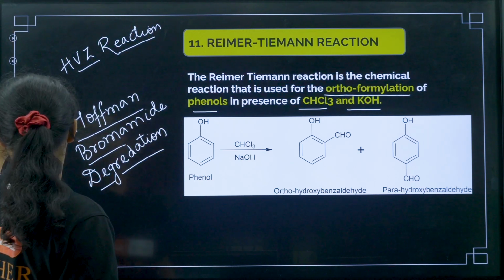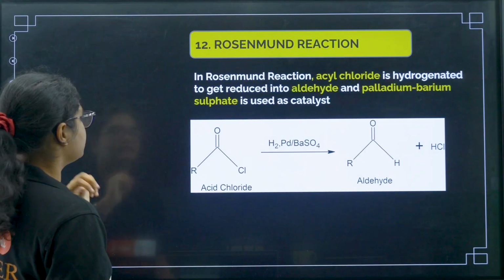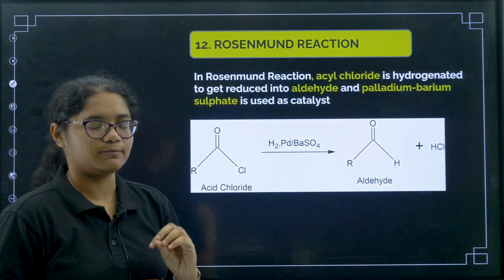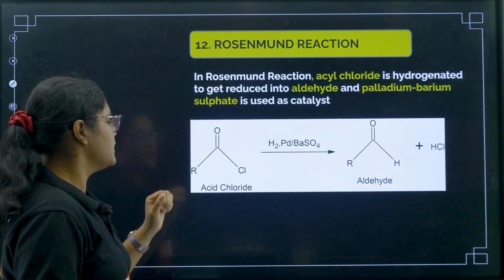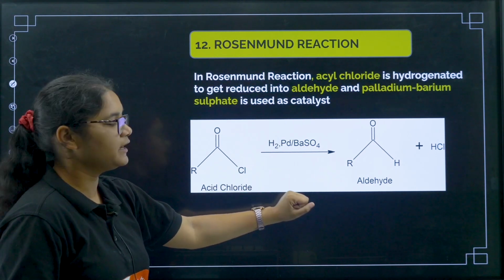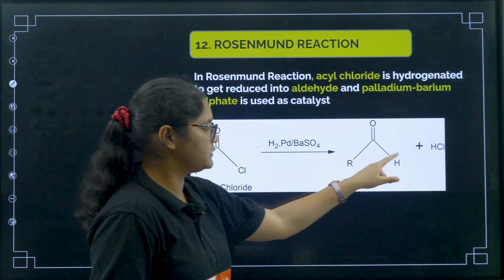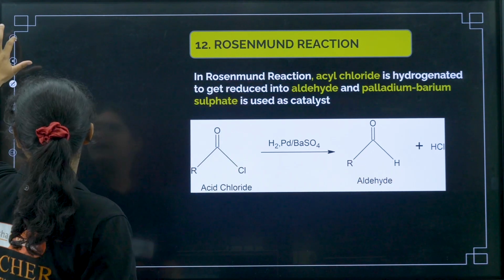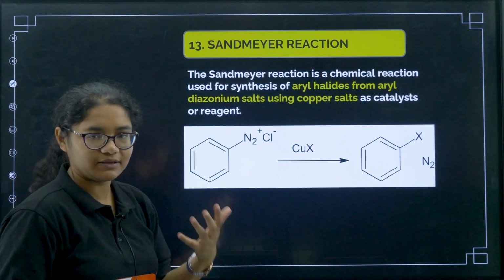After that, from R we have Rosenmund reaction. I think it is a very popular reaction, all of you might be knowing. Any acyl chloride, when you treat with hydrogen and palladium on barium sulfate, the Cl gets replaced with H to give you aldehyde. Next we have S, Sandmeyer reaction.